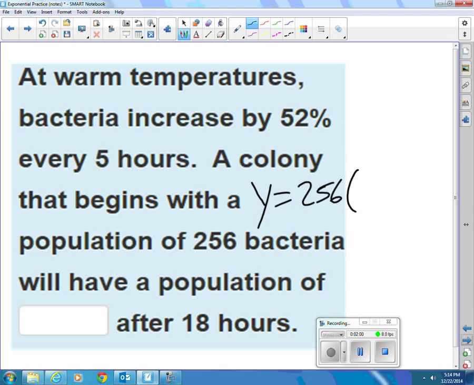So y equals 256 times 1.52 raised to the 18/5. On your calculator, you're probably going to need to put that in parentheses to make sure that it does the division before it raises to the power. But we can do that, or you could even just get a decimal equivalent and raise 1.52 to that power.